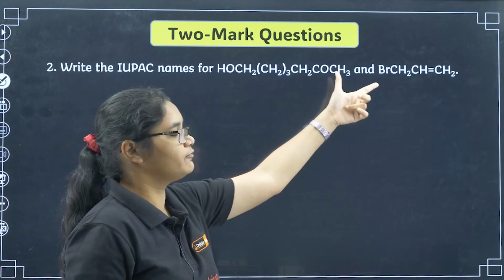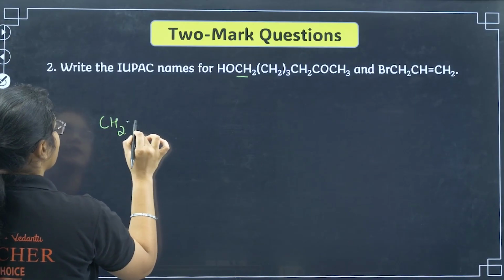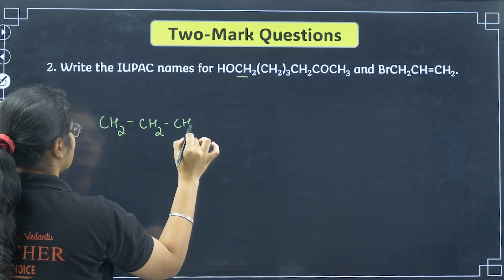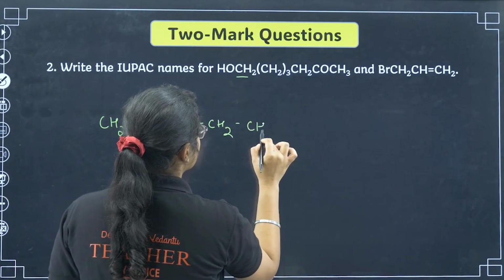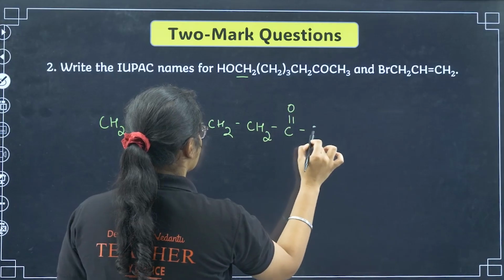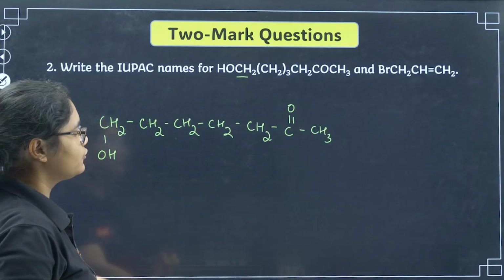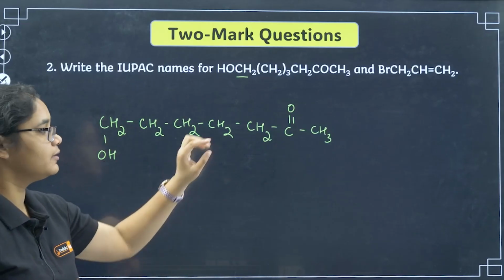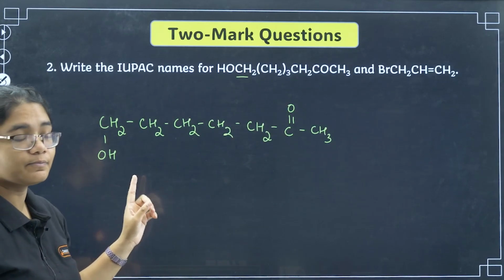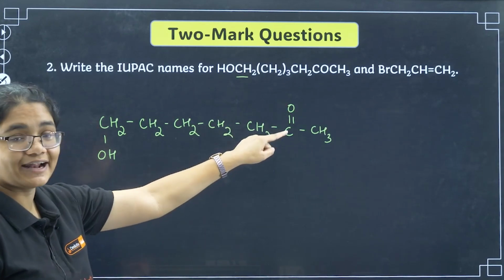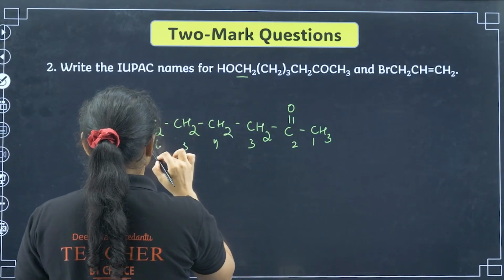Write the IUPAC name of the given compound. So you have here CH2, then CH2 whole 3, next CH2, then CO, CH3, and lastly OH. So what you have to do, you have to number the carbon chain, and remember that this is a ketone functional group which has more priority than the OH functional group. So the numbering should be done in such a way that this gets the least number. So I can number it like this: 1, 2, 3, 4, 5, 6 and 7.